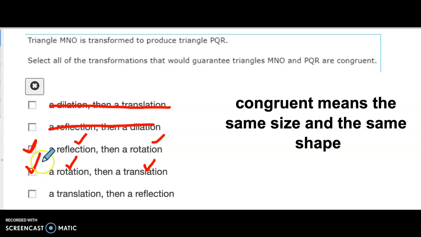The last one, a translation, then a reflection, this is another correct answer because we're not changing the size. So essentially here, all of the correct answers are all of the choices that did not include dilation. Dilation is the only transformation we've talked about that is not a rigid motion, meaning a dilation is the only transformation that changes the size of a figure and does not result in congruent figures.